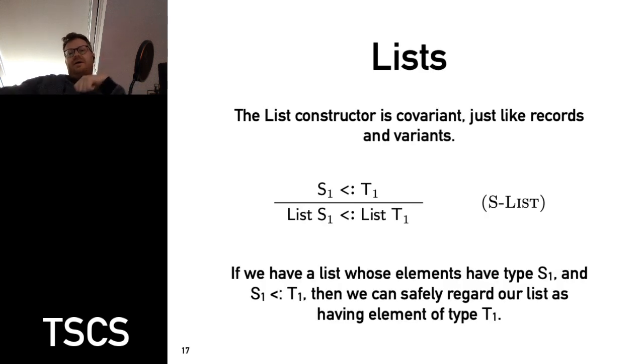Lists. Lists are an interesting thing because covariance and contravariance come into play again. And the list constructor as we have it here is covariant. Just like records and variants, a list of a subtype is also a subtype. A list of a subtype of T1 is also a subtype of list of T1.